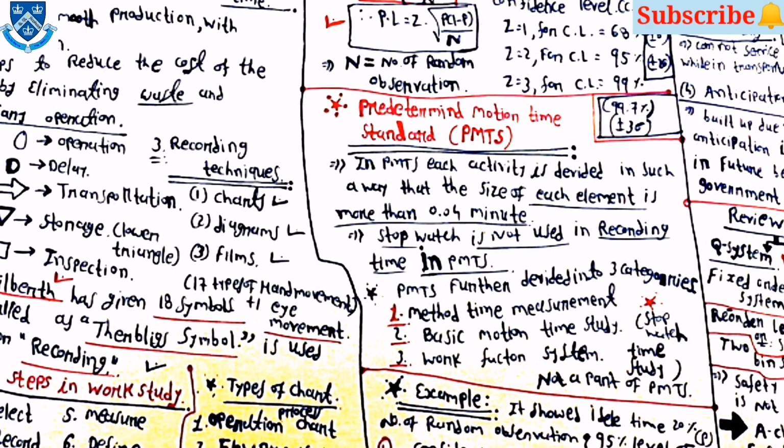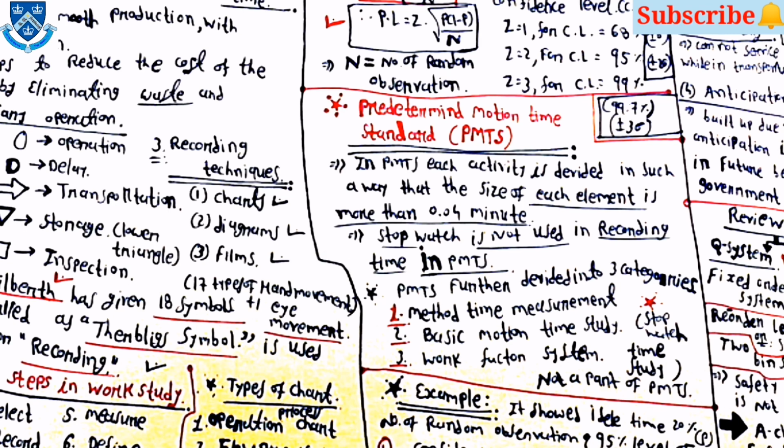Next topic is PMTS. Here PMTS stands for predetermined motion time standard. In the PMTS, each activity is divided in such a way that the size of each element is not more than 0.04 minute. Stopwatch is not used, because one time the question was asked in the examination whether a stopwatch is used in the PMTS or not.